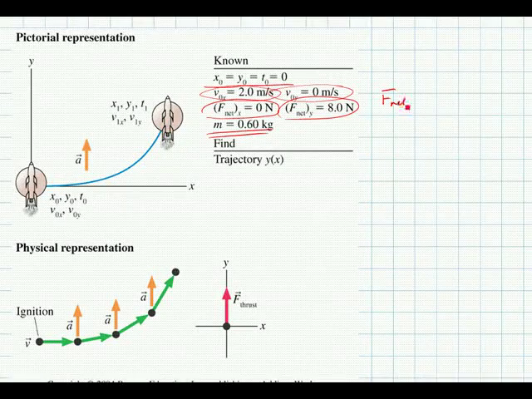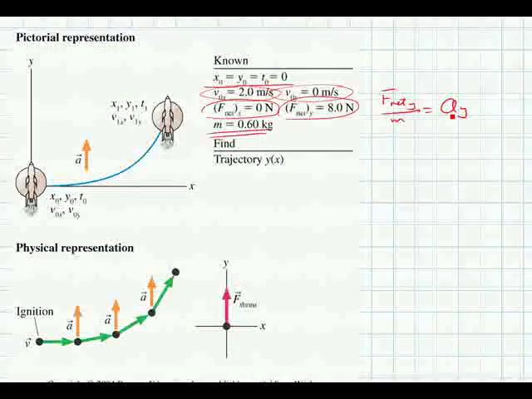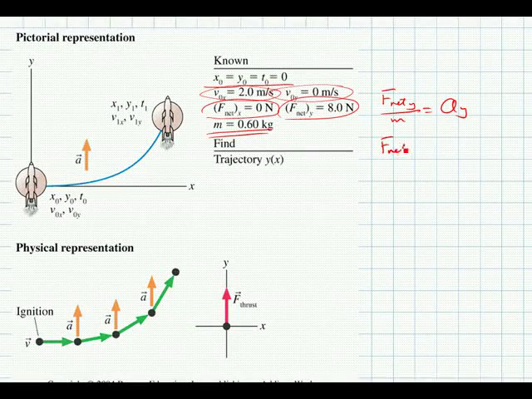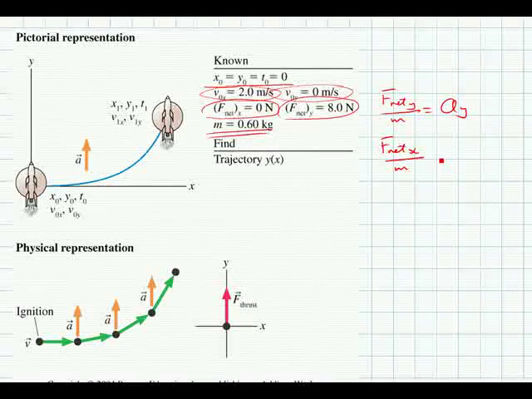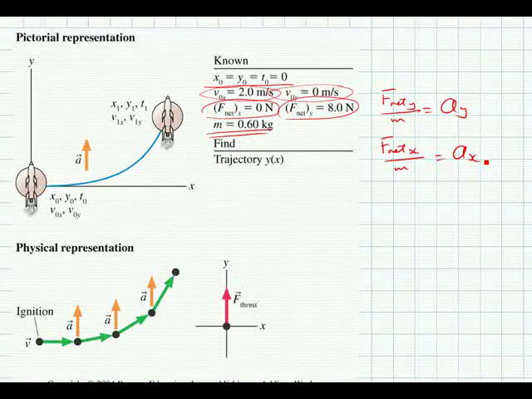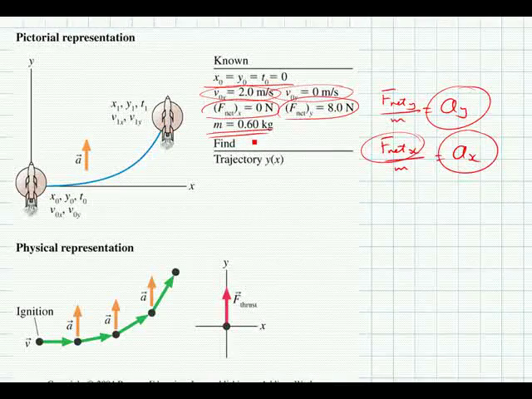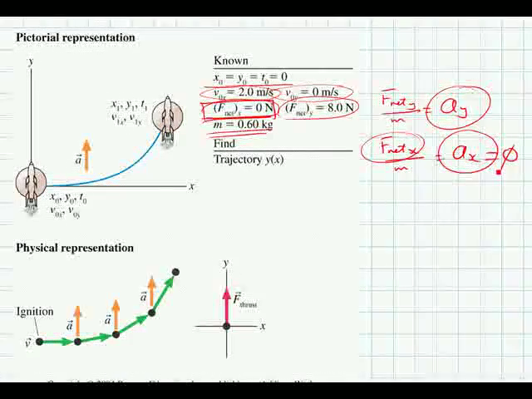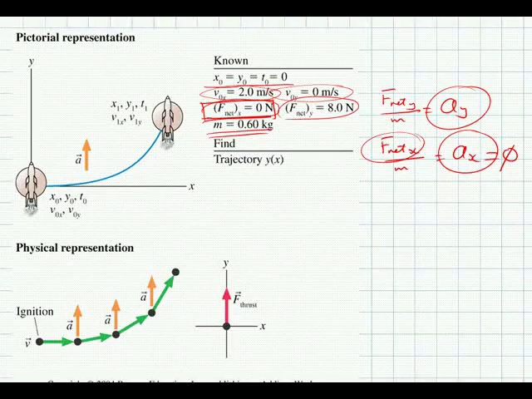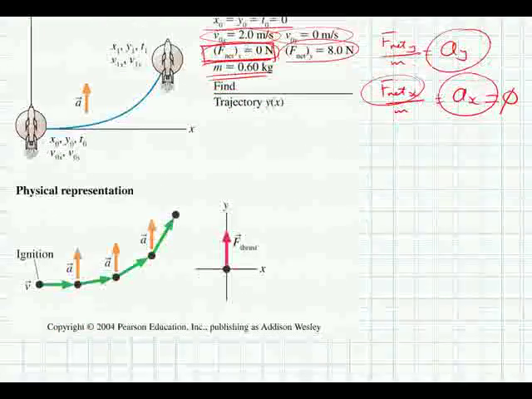So net force along the y divided by m gives us the acceleration acting on the object along the y-axis, and net force in the x-axis divided by mass gives us the acceleration along the x-axis. So we determine the x and y components of the acceleration. And in this case, F_x net is 0 as is shown here, which means that a_x is 0. So our object has 0 acceleration along the x-axis.